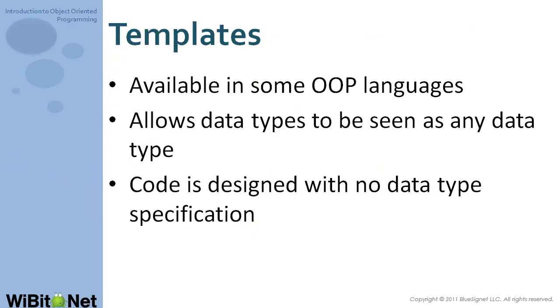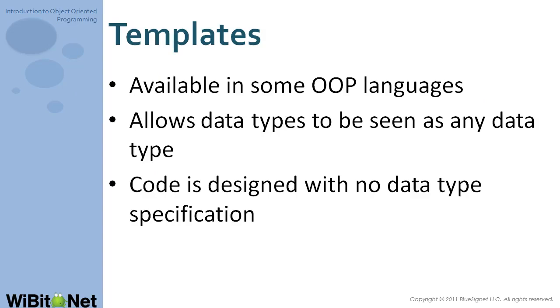Alright, now let's talk templates. So templates are available in some object-oriented programming languages. And what this does is allow data types to be seen as any data type. Right. So it allows you to, let's say, define an array of some object type, but that object type is just any object type. Right. So you kind of have a template form of whatever that object's going to be.